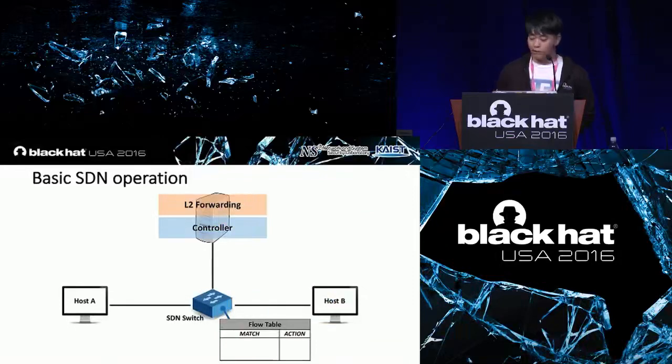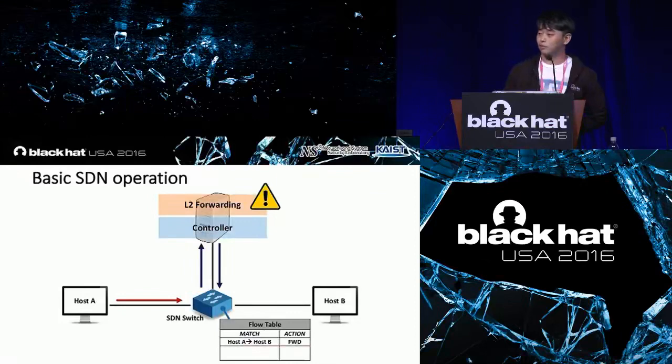So here we have a very simple network topology with one SDN switch and two network hosts. And the switch is connected to an SDN controller. In this network, if host A wants to talk to host B, the switch doesn't know what to do with the packet received from host A because it doesn't have its own control plane anymore. So it queries the controller, and the L2 forwarding application running on top of the controller instructs the switch to forward all the packets from host A to host B by installing this flow rule. So once this flow rule is installed, host A can talk to host B. So that was a quick introduction on SDN.